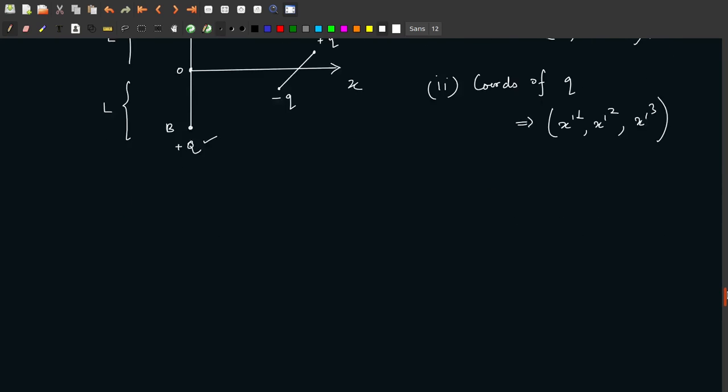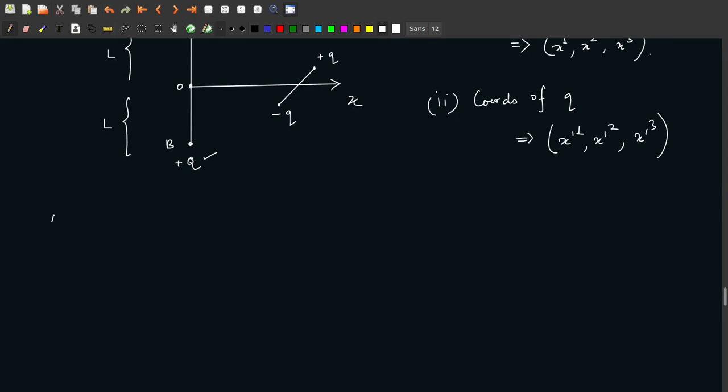Okay, so let us list down the constraints of the system. The first constraint is that the entire system is constrained to move along the xy plane. So the first constraint that you can easily verify for yourself is that x3 equals 0 and x prime 3 equals 0.